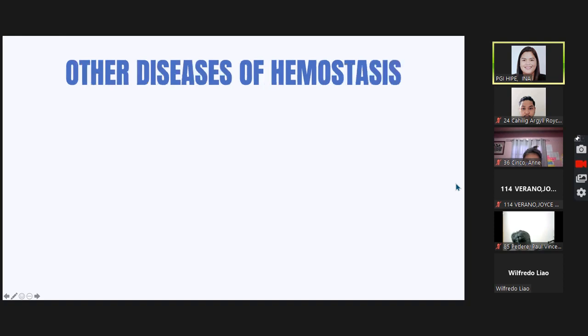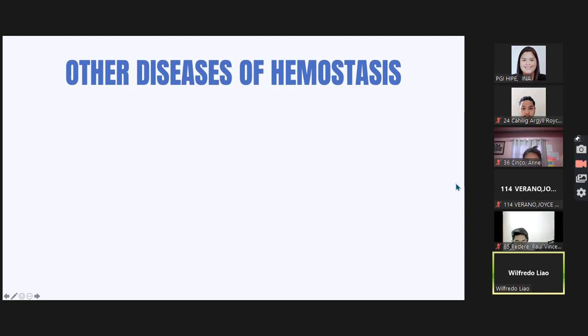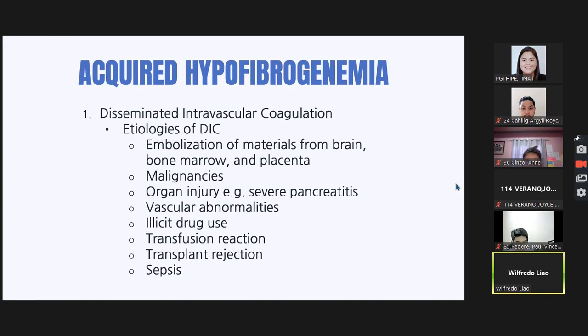So next one, we have the new virus, COVID. They also cause DIC. In fact, that is one of the reasons why the patient dies. And another one is meningococcemia, they also cause DIC.